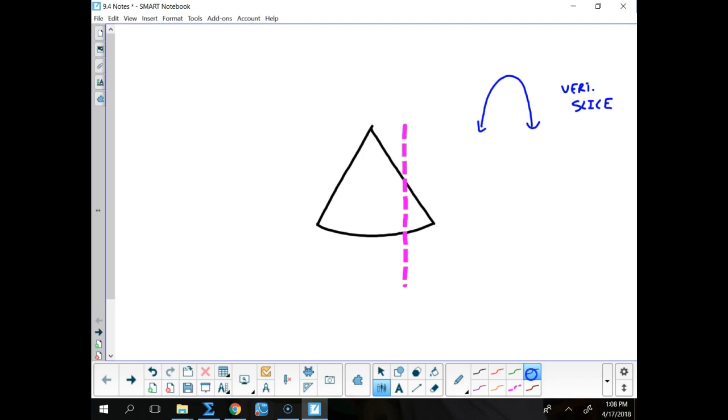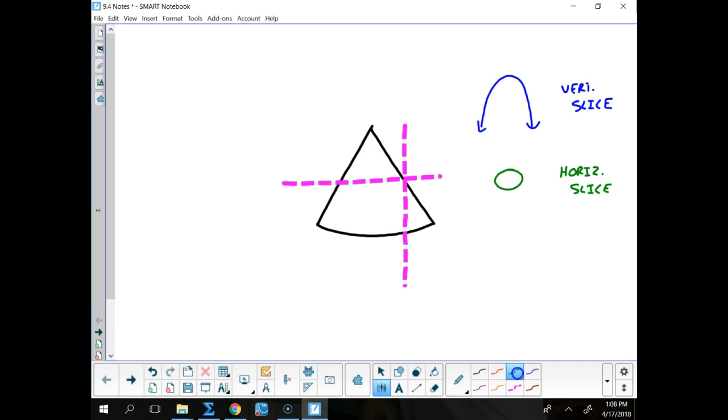If I slice a cone horizontally, that gives me a circle. Wait, what? If you take a cone, think of the old sugar cones that you used to make ice cream cones with, because those are actual cone figures. If you slice it horizontally, you got a circle. You sliced off a circle.